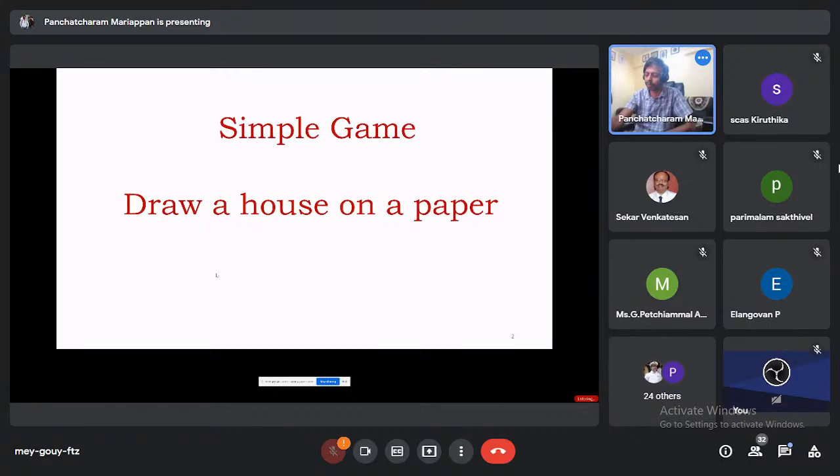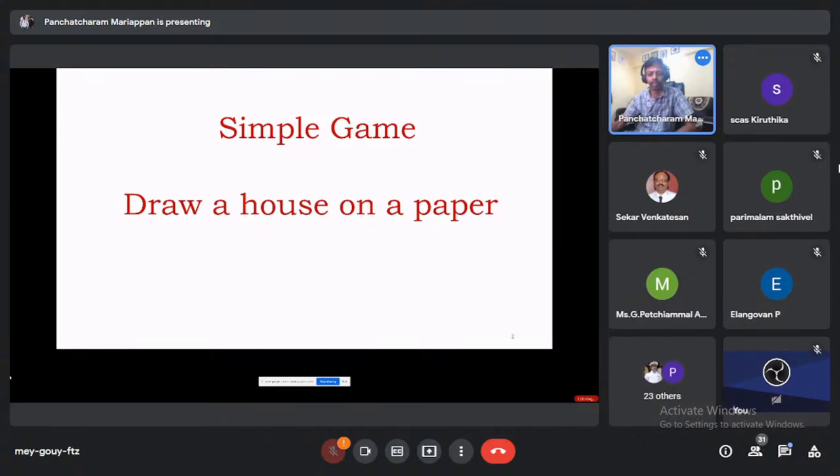And if anyone has drawn, probably you can switch on your camera and show also. Okay, anybody, any willingness to show the house which you drew on paper? Okay, this time I'll just show the house on the slide.